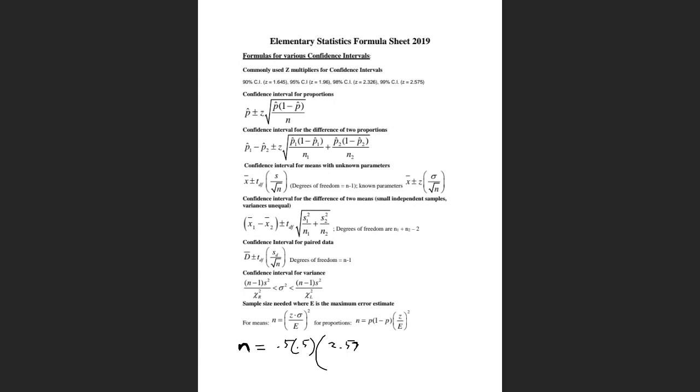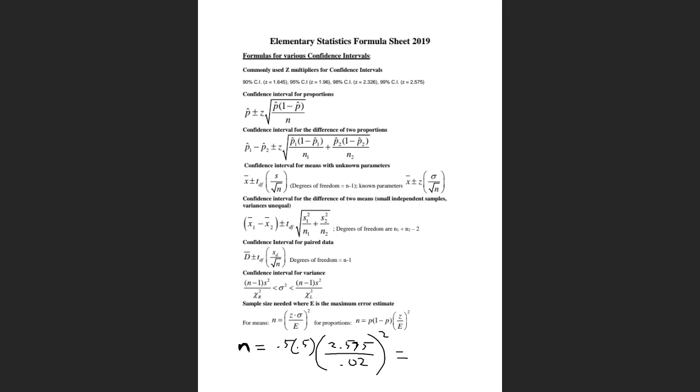2.575. Oops, sorry. And then over error, you said what, 2%? 2 percentage points, yeah. Yep, so 0.02. And then we square that. So if we're gonna do that on a calculator, do you have your calculator handy? I do. All right, so let's do this.